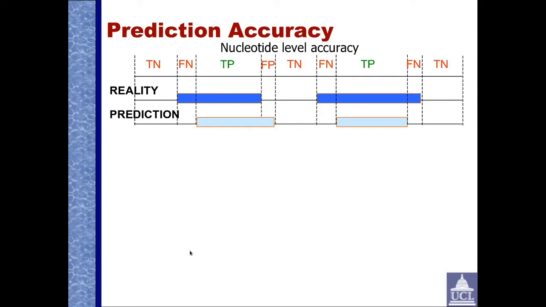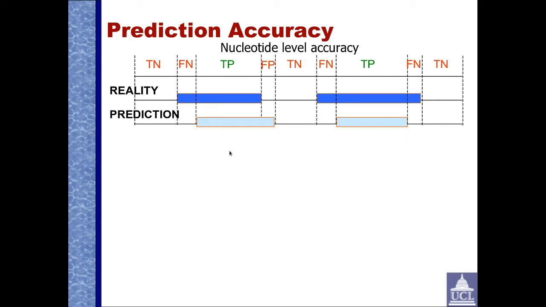Now, how well do these things perform? Before we can discuss that, we need to discuss how we measure accuracy. So we have, at the nucleotide level, 4 different possibilities. We can predict whether an individual nucleotide is in an intron or an exon. So here we're taking exons as positive and introns as negative. So we can have in this row the reality and in this row the prediction.